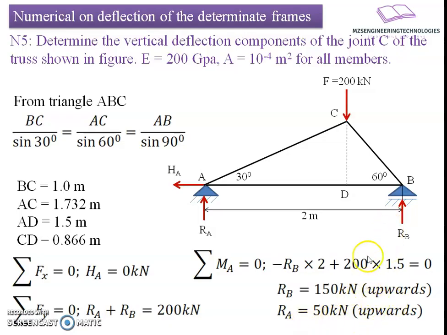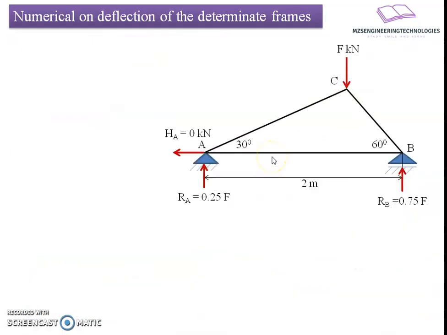After knowing the reactive forces, I am interested to know the member forces in the individual members of this assembly. So we'll go with the force analysis here. Before that, I will make some substitutions. I am going to substitute the 200 kilonewton applied load as F, and put the reactive forces in terms of F. Here the reaction at A was 50, which converts to 0.25 F. And the reactive force at B was 150 by 200, which comes to 0.75 F.